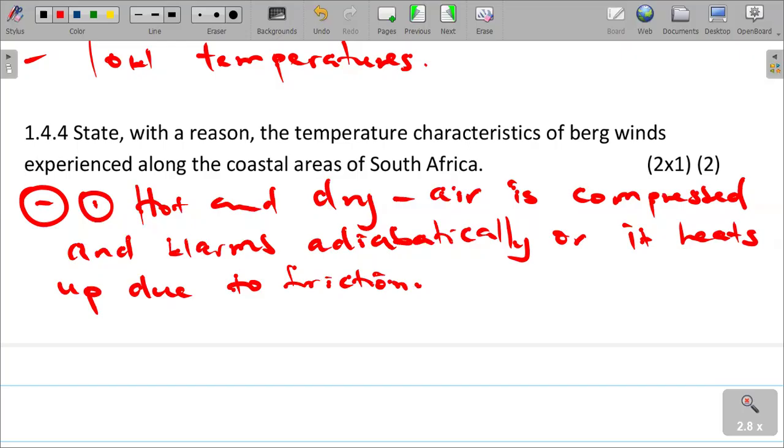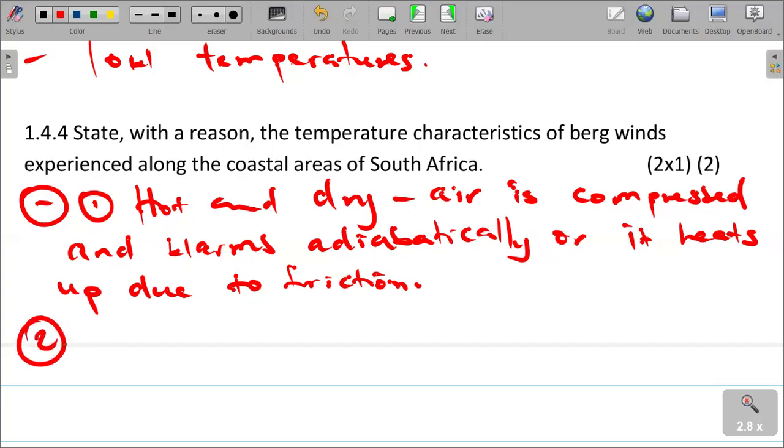I'm sure you remember that adiabatic warming is when air is falling, the subsidence of air causes it to warm. We said that at every 100 meters fall, the air warms by 1 degree Celsius. We've been talking about these adiabatic lapse rates, the changes of air temperature with height. So as the air is falling, it warms up, and the temperature increases. It can also increase due to friction. That is one other point that you need to understand.